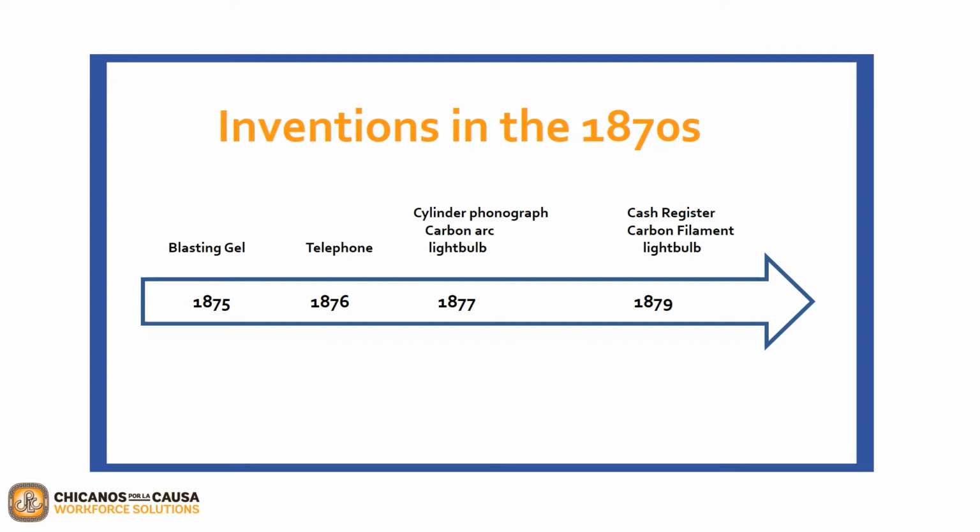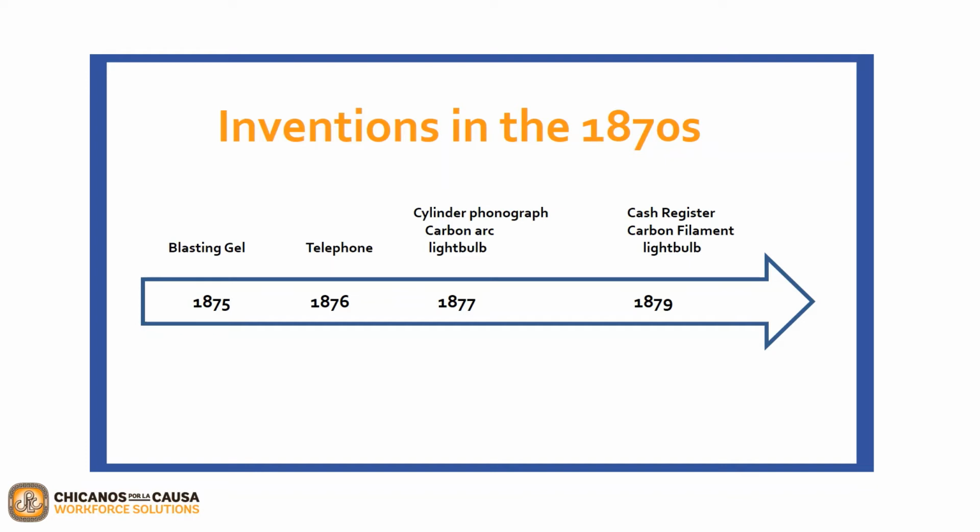If you notice, the title of this timeline is Inventions in the 1870s. The dates and events are set in chronological order. Based on the timeline, we can see that the blasting gel was invented prior to other inventions listed, and the last inventions, based on this timeline, were the cash register and the carbon filament light bulb.